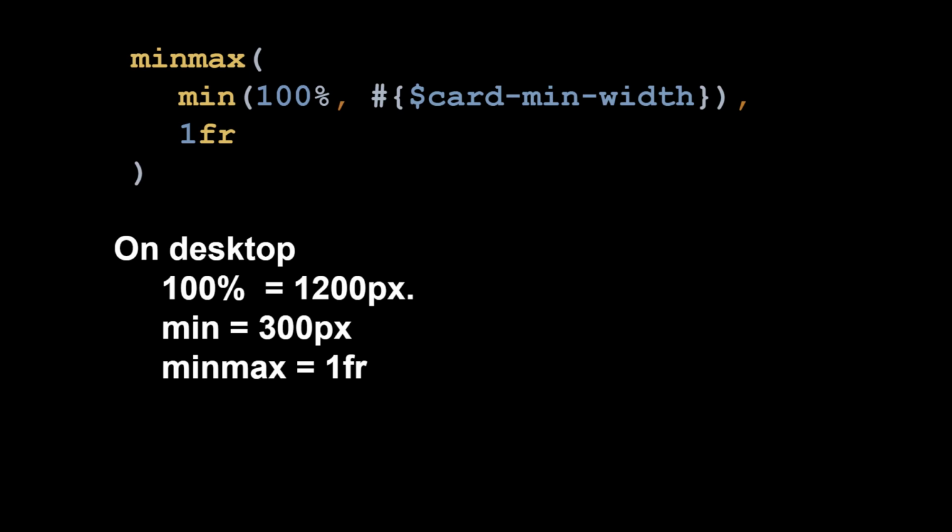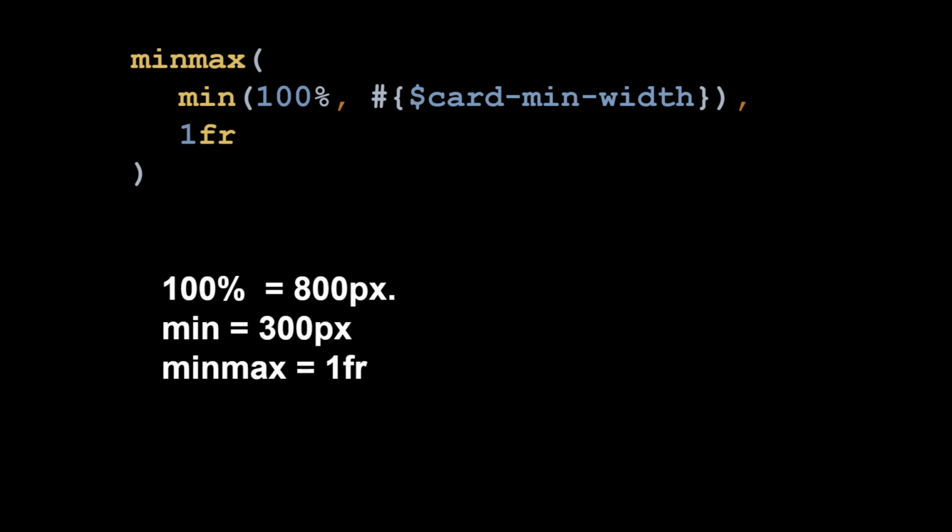Let's say for desktop, 100% is about 1200 pixels. The min function would return 300 pixels since it's smaller than 1200. Min-max returns a value equal to or less than one fraction and larger or equal to 300 pixels. So for desktop, this means the three cards are nicely in one row.